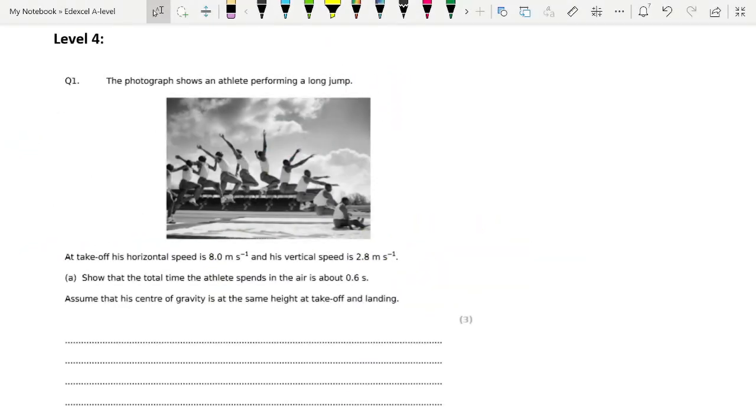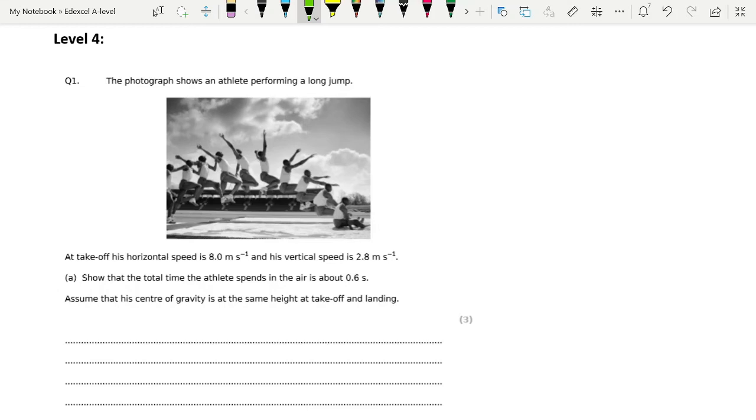Level 4 problem is again a little bit of combination and extension, and I'm going to use an exam question to illustrate this for you. It's an athlete at a long jump. It gives us his initial horizontal and vertical speed. So they've done step 1 for us, so that they don't have to assign marks essentially for you doing that. But we want to show that the total time the athlete spends in the air is about 0.6 seconds. And we'll note down here, assume his center of gravity is at the same height at takeoff and landing.